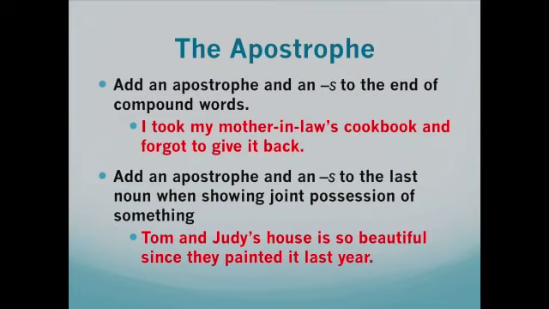Add an apostrophe and an S to the last noun when showing joint possession of something. Tom and Judy's house is so beautiful since they painted it last year. Tom and Judy both own the house together. They own joint possession. We're just going to put apostrophe and an S for the last noun there. In this case, it's Judy.